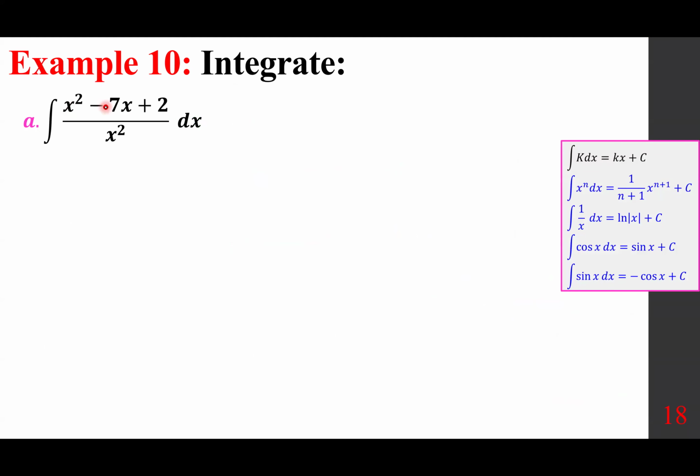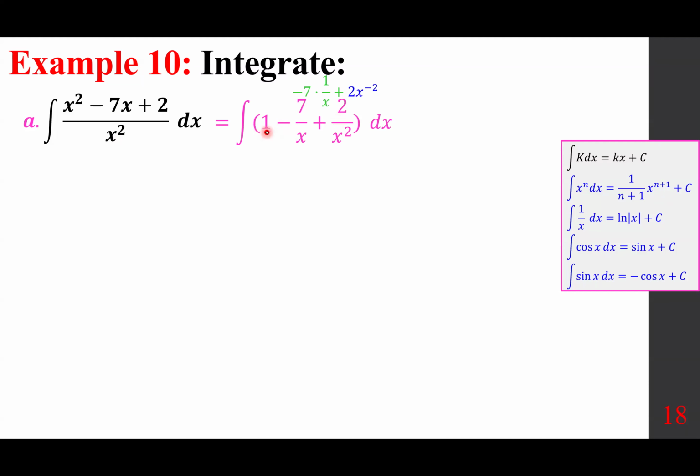The integral of x squared minus 7x plus 2 over x squared. We cut this into 3 fractions. Here's 1. Here's minus 7 over x. Here's 2 over x squared. So cut it into 3 fractions. To get it ready for the next step, we're going to rewrite this as the product of minus 7 and 1 over x, and this one 2x to the power minus 2.